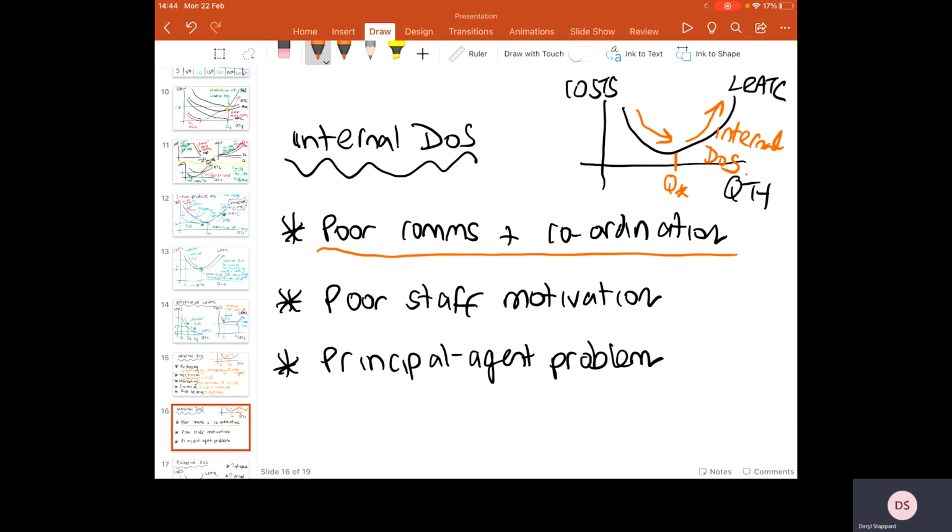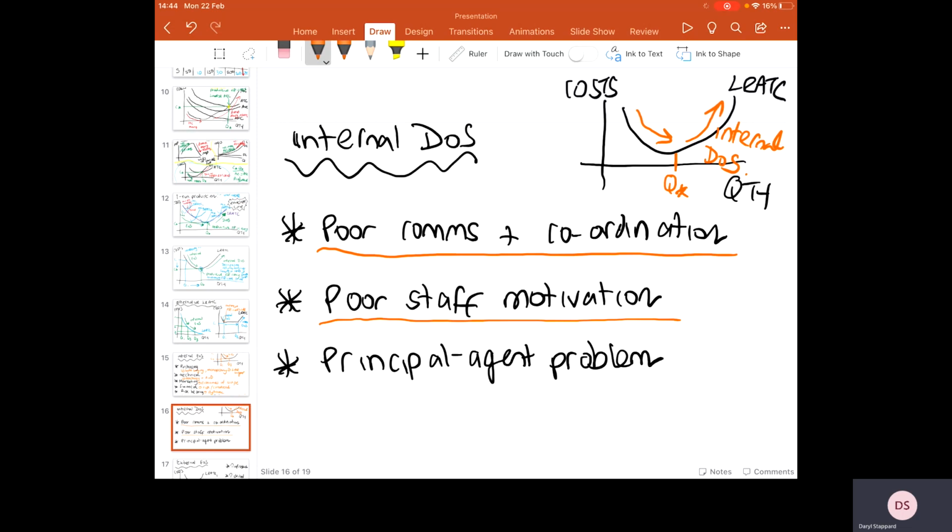And that means that average cost of production start to increase in the long run. Another problem is poor staff motivation. The idea is the bigger a business is, the less important and valued staff can often feel. And that is because they're so remote, so detached from decision making, they don't feel valued, they don't feel important. You feel like a really small cog in a big machine.